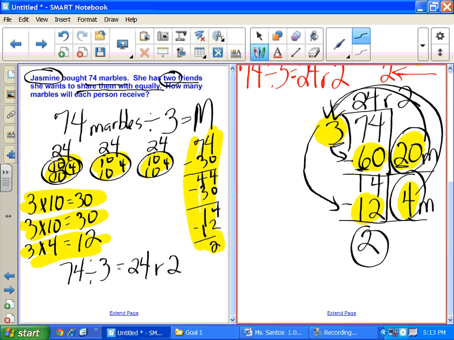Is this the only way? No, this is not the only way. It is just a different way that we need to become familiar with as we are learning these larger division problems. So, take your notes, write down any questions you have, and I'll see you in the morning.